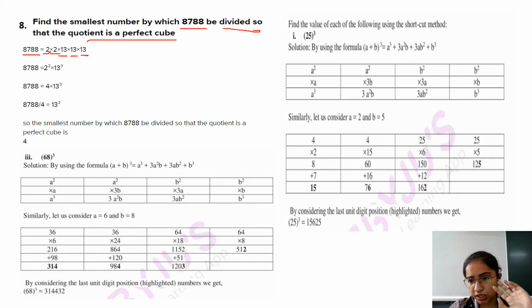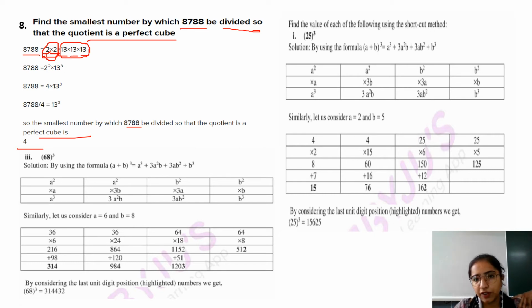So from three numbers you can make a pair, right? Three similar numbers. 13 into 13 into 13 is one group, right? One group you can make. But 2 into 2 does not have a third 2 to make it a group, right? So you will divide it by 4 only, because 2 into 2 is extra over here, right? So you will divide it by this 2 into 2, that is 4, to make it a perfect cube. So 8788 will be divided by 4 to make it a perfect cube. Clear? Same, the third part is 68 cube you have to solve.